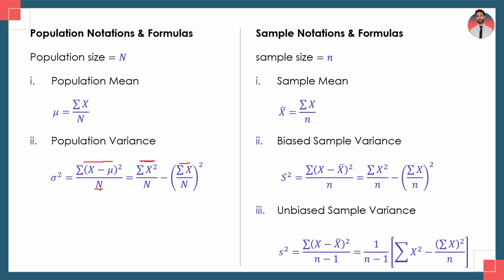On the right hand side, I will discuss sample notations and formulas. Sample size is denoted by small n, and sample mean is x bar, equal to summation x over small n. And there are the 2 sample variances.